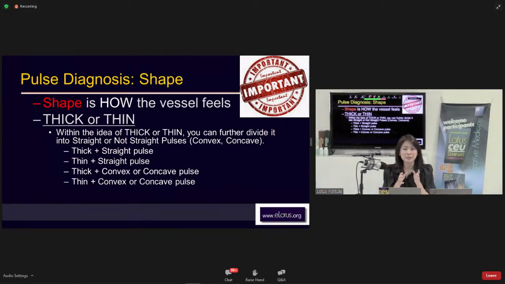But in essence, just remember this, okay? It's either thick and straight, thin and straight, thick and convex, or thick and curved, or thin and curved. So there's no other type of possibility. These are the possible shapes. Other shapes that are more complicated, we won't discuss, like the step pulse or the scatter pulse. But the big picture is this: most of the pulses will fall into these categories.